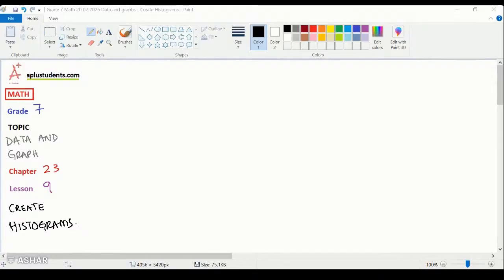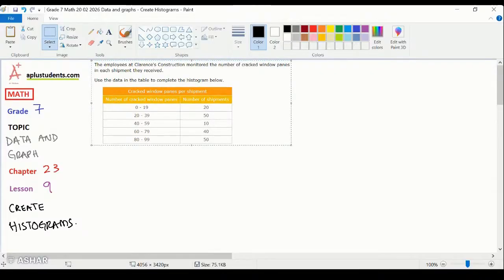We have incomplete bar graphs, okay? So I will draw the first question. We will try to draw the complete bar graph for the first question. This is our question number 1. Let me just resize this. A construction company is talking about cracked window panes of shipments they received each day. This is the information that has been provided to us. It's showing us the number of cracked window panes and the number of shipments.